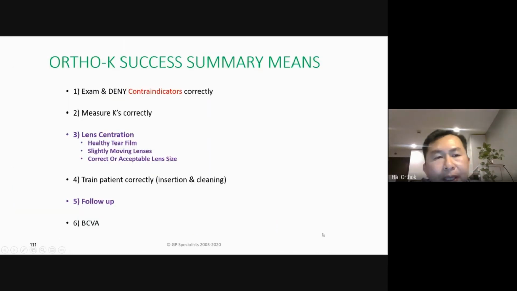So how do we successfully troubleshoot and provide treatment for orthokeratology? Well, first we have to identify the contraindications correctly and measure K correctly, because the ortho-K lens is for long-term use. It's very important to have good centration of the lens. A very good and healthy tear film is so important, and it will spare the practitioner later complications on the eyes. A slightly moving lens is good, and then a correct or acceptable lens size is very, very important for the ortho-K treatment.